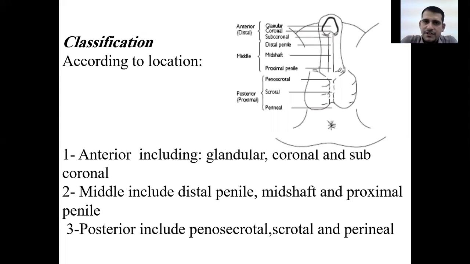Classification according to the position of the opening of the meatus. Either it is anterior, including the glandular, coronal, and subcoronal; middle, including distal penile, midshaft, and proximal penile; or posterior, including the penoscrotal, scrotal, and perineal. It is according to the site of the urethral opening.